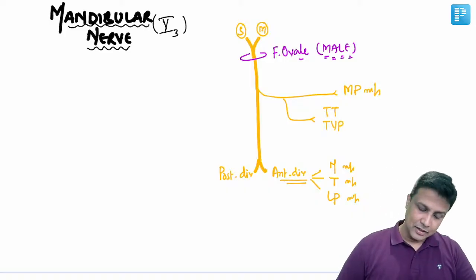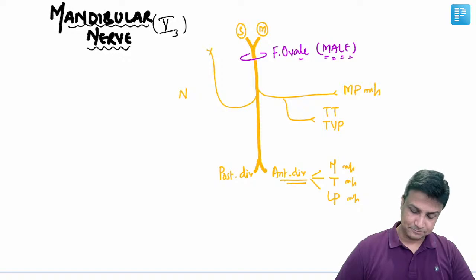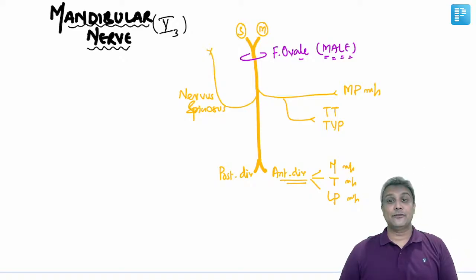Apart from that, the trunk is also giving rise to a branch, and that branch will be passing behind here. And this one here will be the nervus spinosus. What is the name of this nerve here? This is nervus spinosus here. Now this nervus spinosus is going to pass through which foramen here?